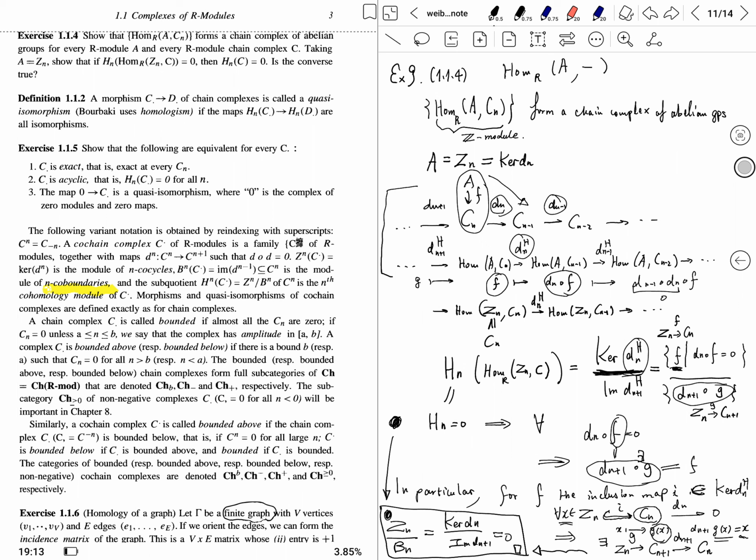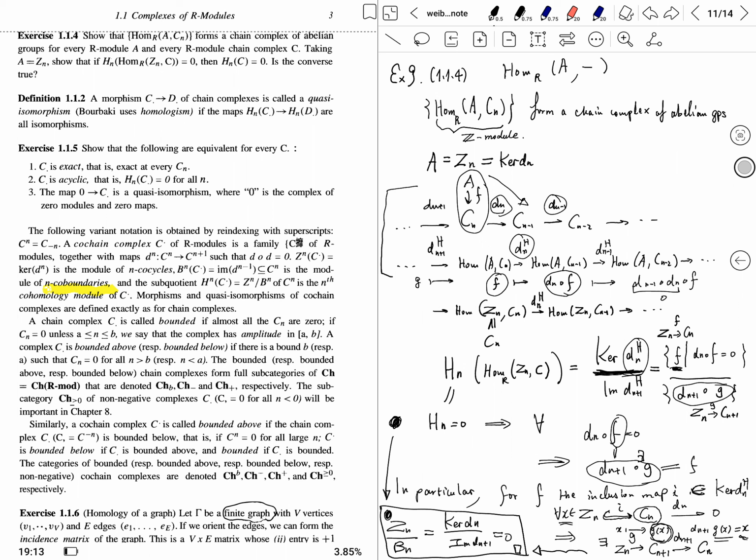What is f? As I said, f here we're taking to be the inclusion, which means that for whatever element x in Zn, you apply it to the equality dn+1 g equals f on both sides. It tells you for any element x in Zn, dn+1 g(x) equals x. This is telling us that g(x) is an element that is mapped to x through dn+1, which means x is in the image of dn+1, and one pre-image is g(x).